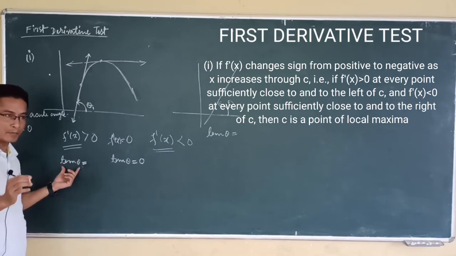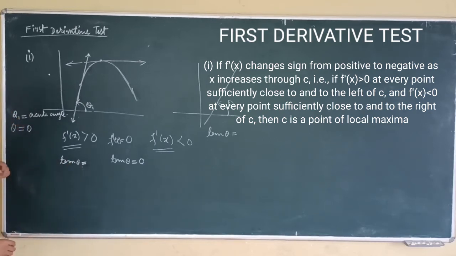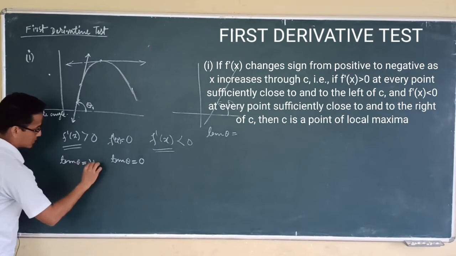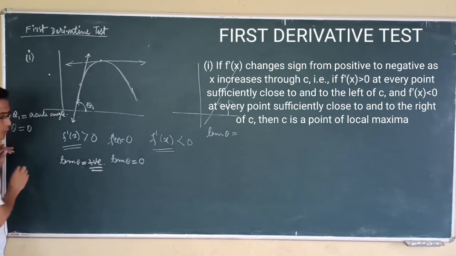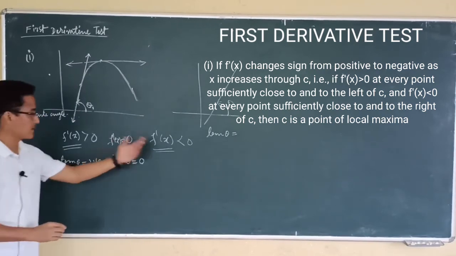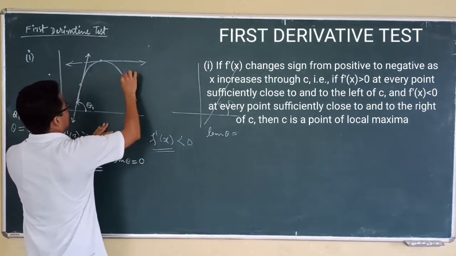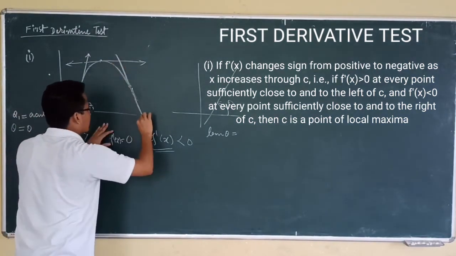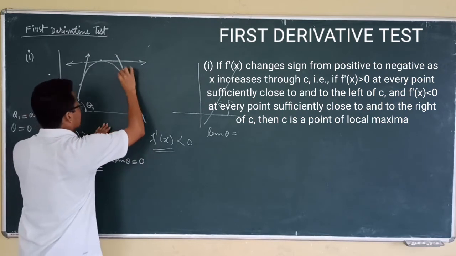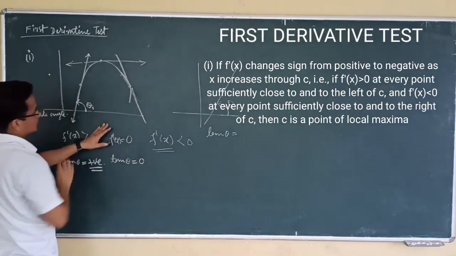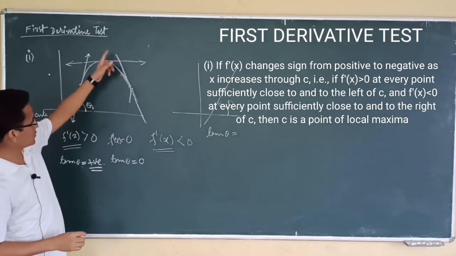Positive value of 10. So here you will get the positive. Okay. So in the next case we will get what? Suppose I draw a slope in this way, like that. This is our curve. So this is the slope.